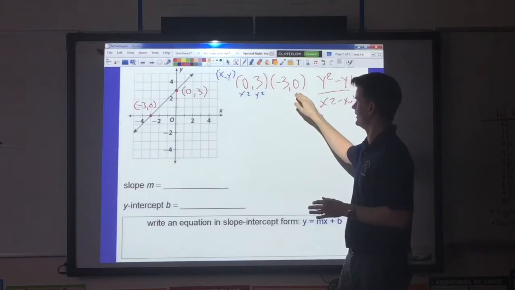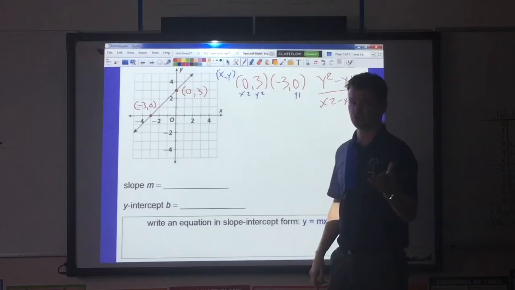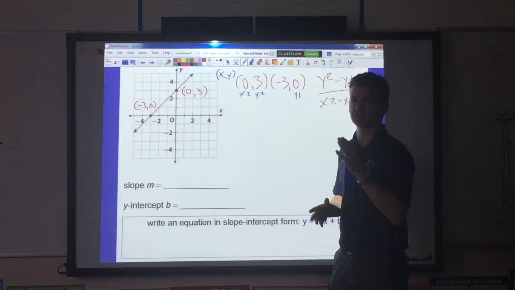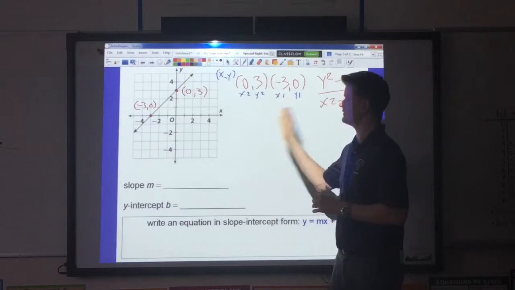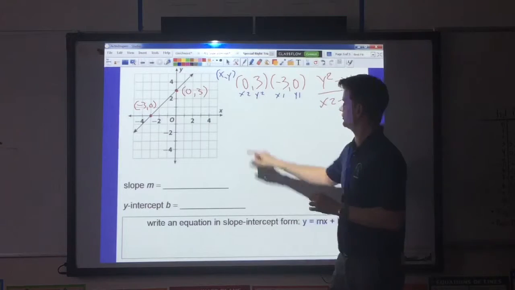I go to the other coordinate pair now. If that's y2, the other y value has to be y1, and you guessed it, the integer next to it has to be x1. So once we have this information, I'm going to substitute these values into my formula, and it's going to look like this.